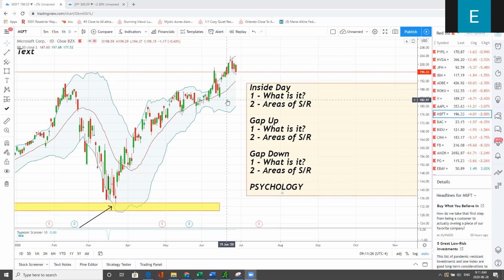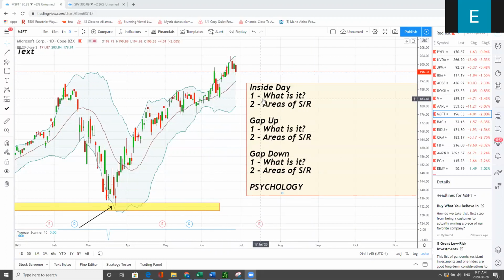Okay, so the first thing that we're going to look at are the three types of days that occur in the stock market. So no matter what happens each day, we can separate the day into these three categories: an inside day, a gap up, or a gap down. So let's start off with the inside day. So what is an inside day?